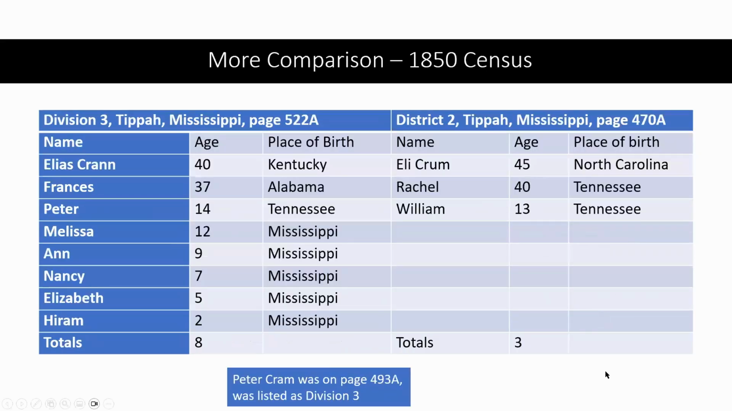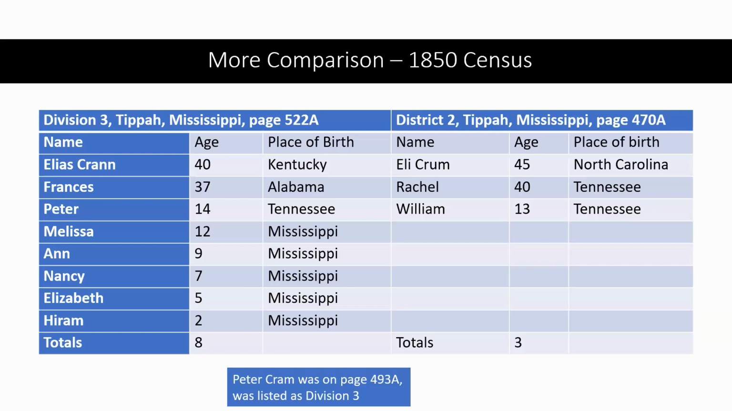Moving on to the 1850 census, when we start to list names, you can see that Elias Crann, C-R-A-N-N, age 40, who is originally from Kentucky, is listed in Division 3 on page 522. He has a proposed wife of 37 and then children, Peter, Melissa, Ann, Nancy, Elizabeth, and Hiram. Thinking that maybe this may be the right person because of the children, Peter and Hiram, but it's still not proof. I can only make a hypothesis.